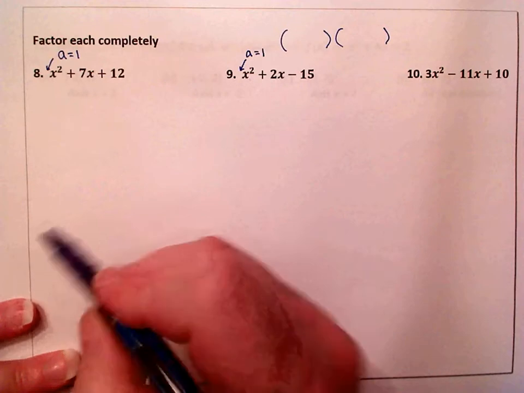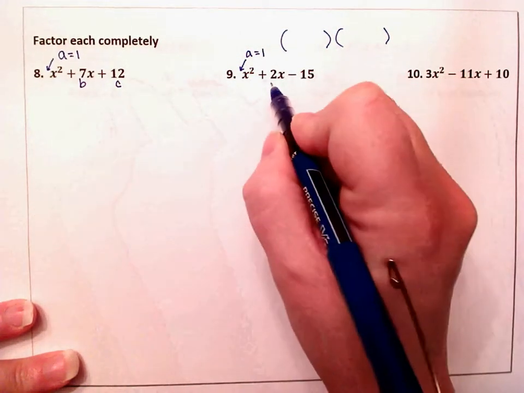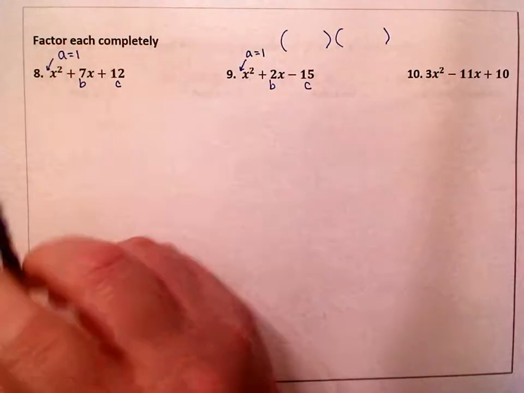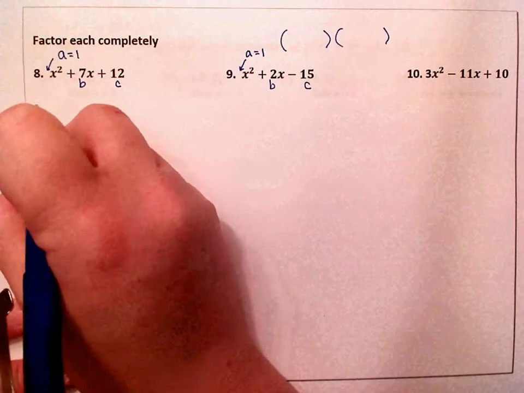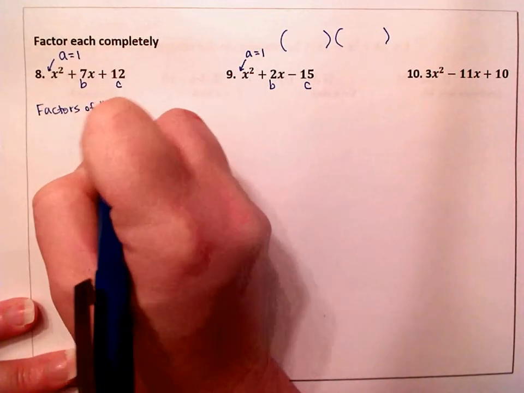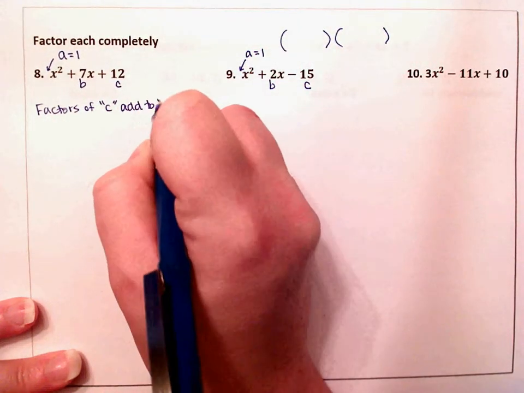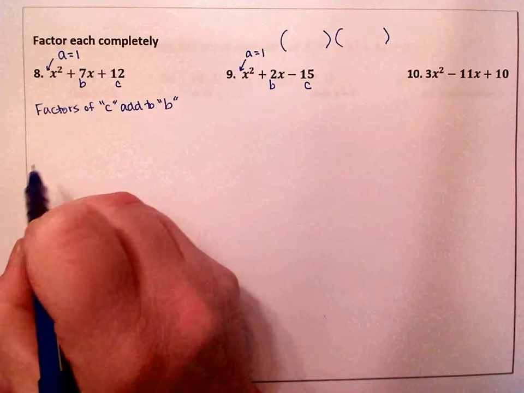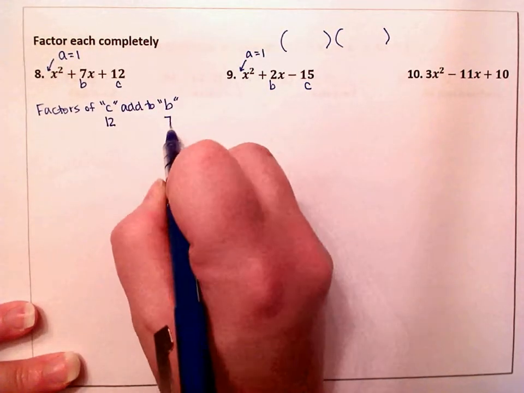So on this one, remember this middle number is called the b value, and the constant's called the c value. To find your factor pairs, you just want the factors of c that add to get your b value. So on number 8, we want factors of 12 that add to get 7.